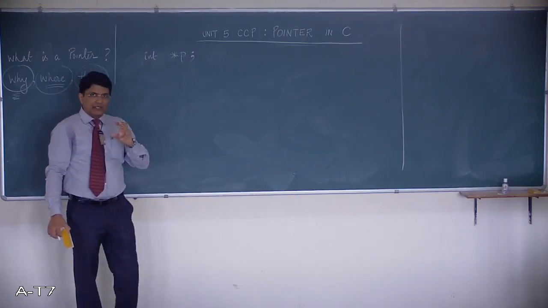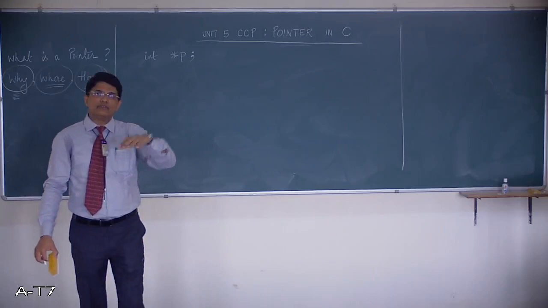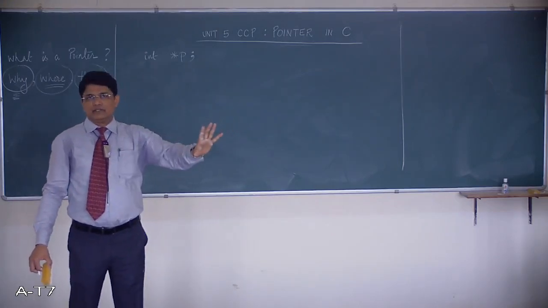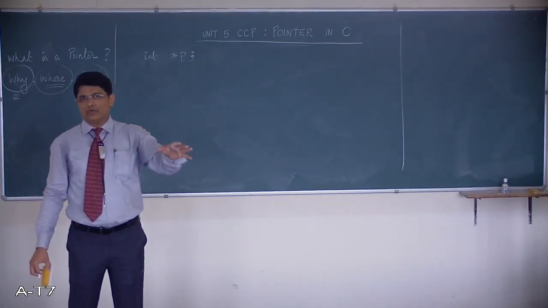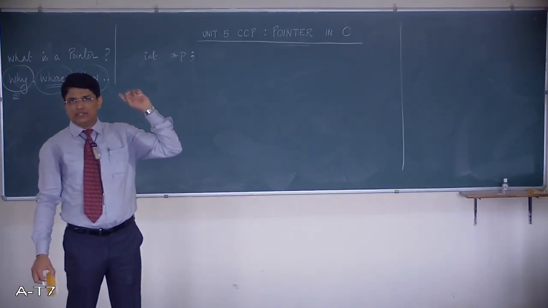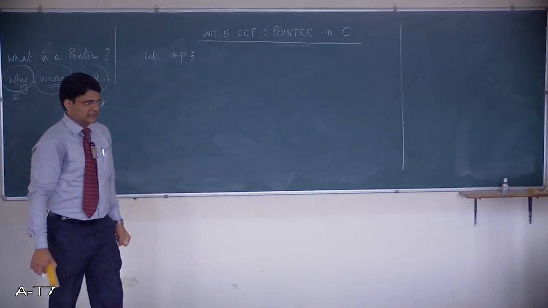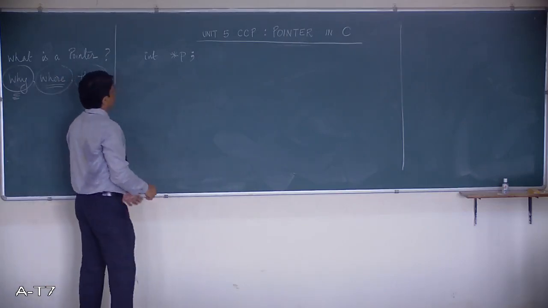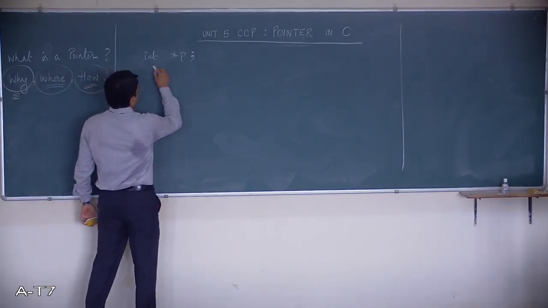Why is it integer? What does it mean? P is a pointer variable that can store the address of an integer variable. It cannot store the address of a float variable. If it was a float variable, you could have declared it as float here. So they are a little type specific. Be careful.